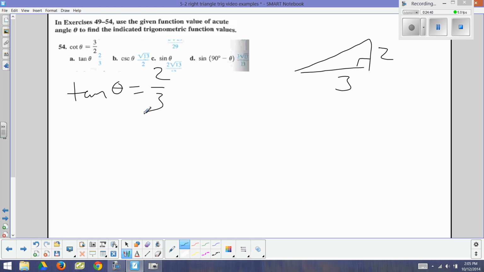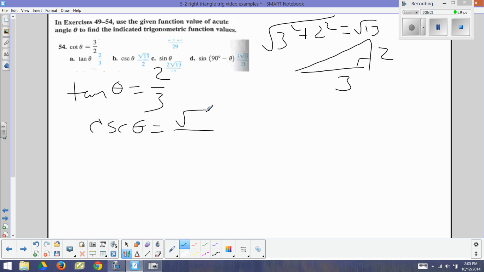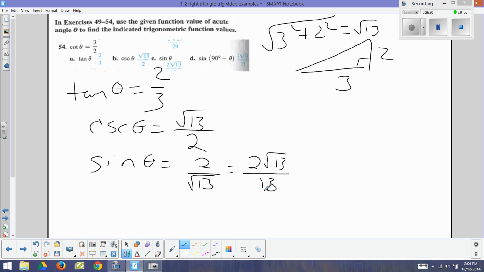Let's find my missing side. This missing side would be 3 squared plus 2 squared, and then take the square root. 9 plus 4 is 13, so it's the square root of 13. So cosecant and sine are reciprocals, so it's the hypotenuse over the opposite. Sine of theta is opposite over hypotenuse. Rationalize the denominator. I have 2 radical 13 over 13.